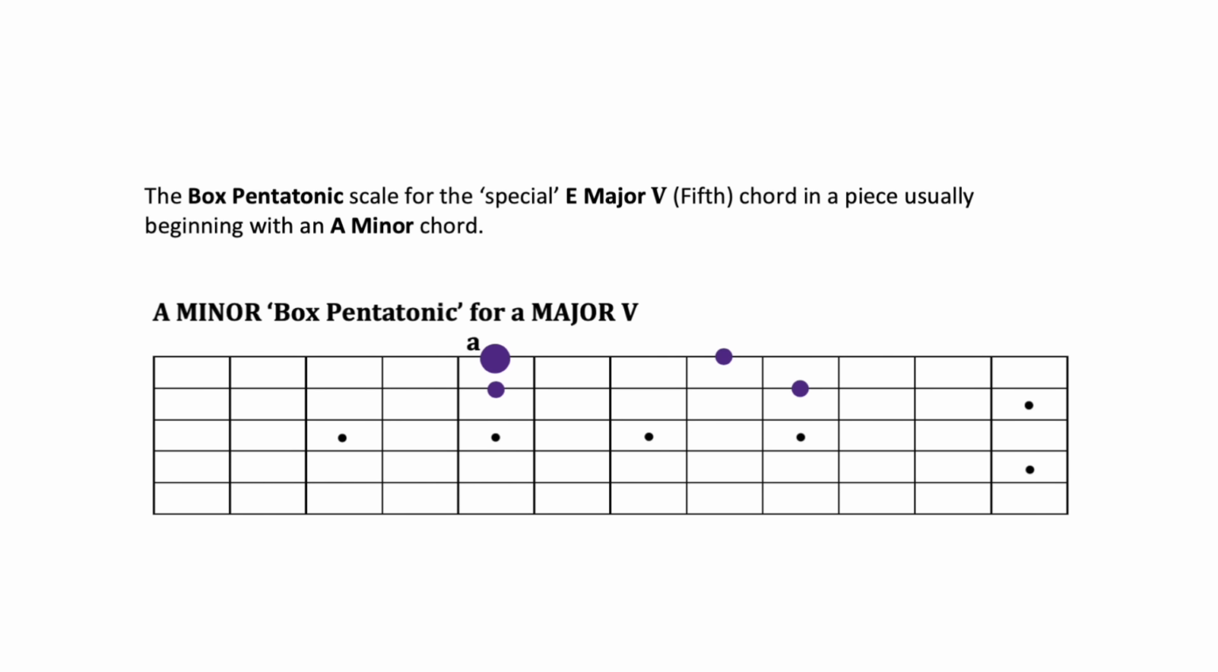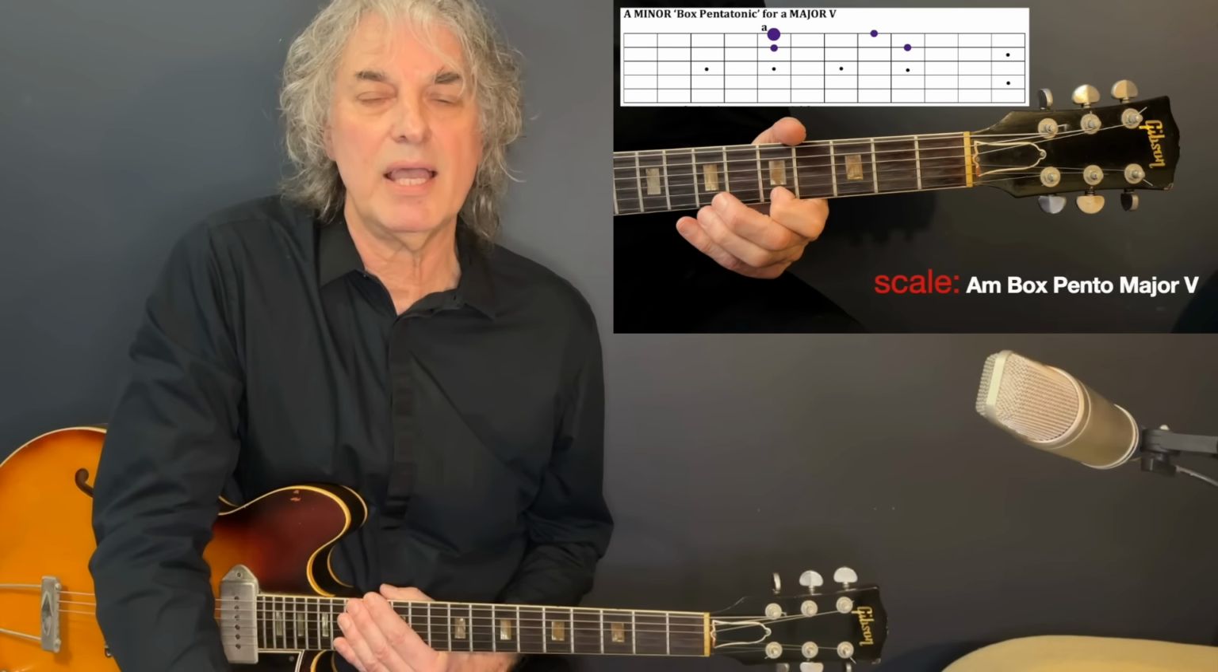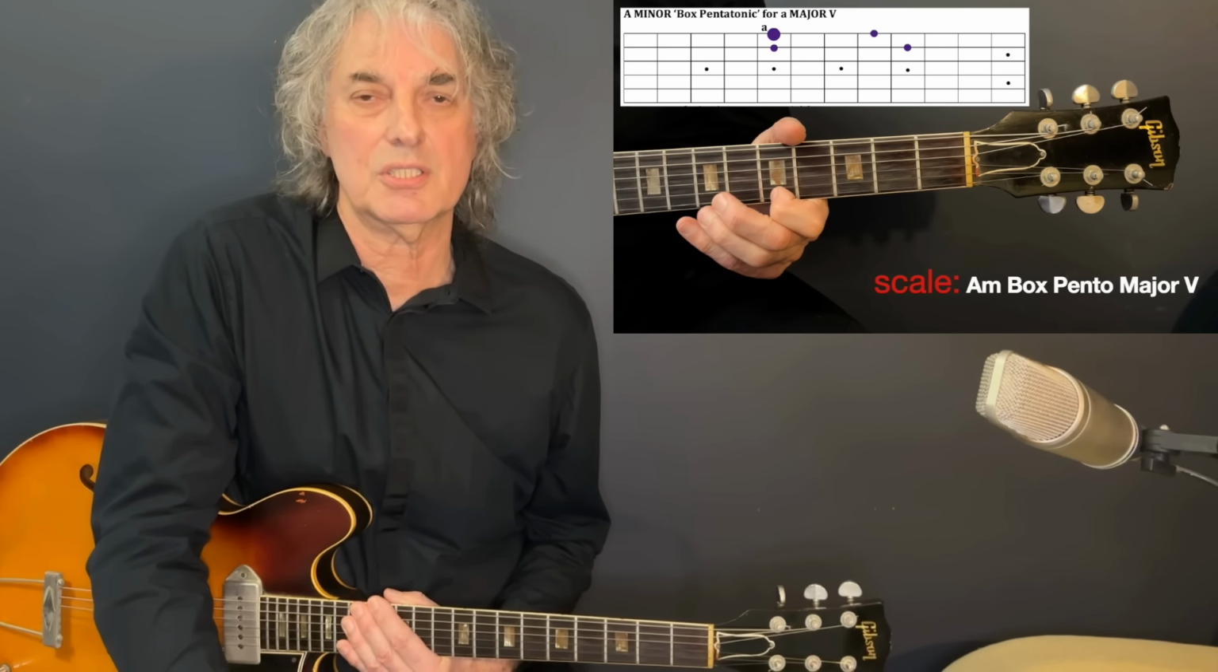The box pentatonic scale for the special E major fifth chord in a piece usually beginning with an A minor chord. The video starts on an E major fifth chord, then changes to an A minor chord, which is usually the starting chord.